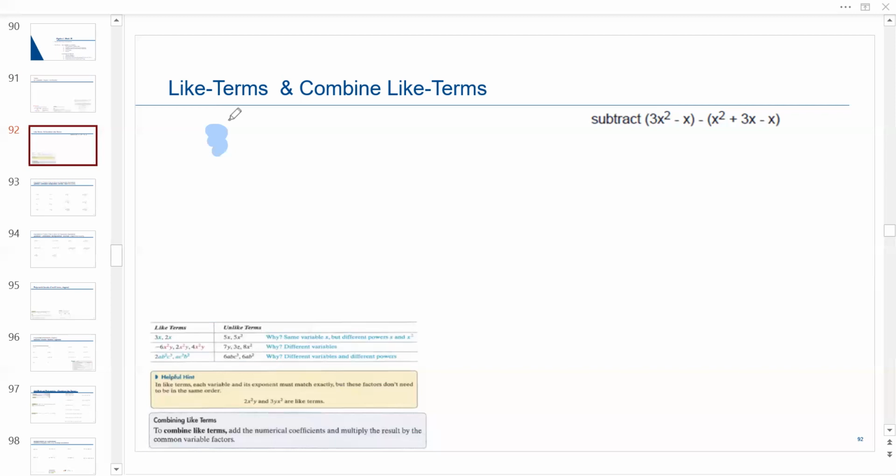3x squared. So this is a term. What about 5x cubed? This is another term, right? So the degree of this term is 2. The degree of this term is 3. So when I do addition, do they combine together? No, not easily, because their exponents are different. We say the degree is different, right?